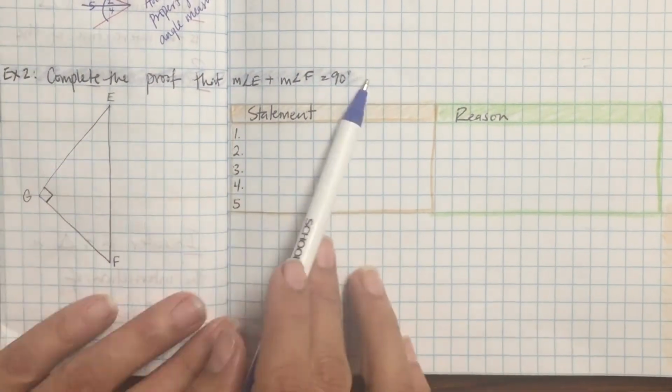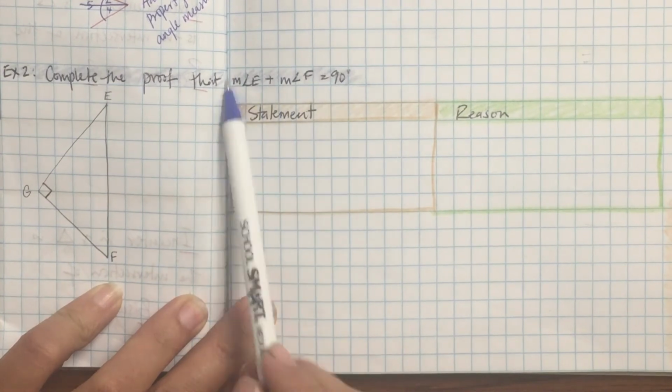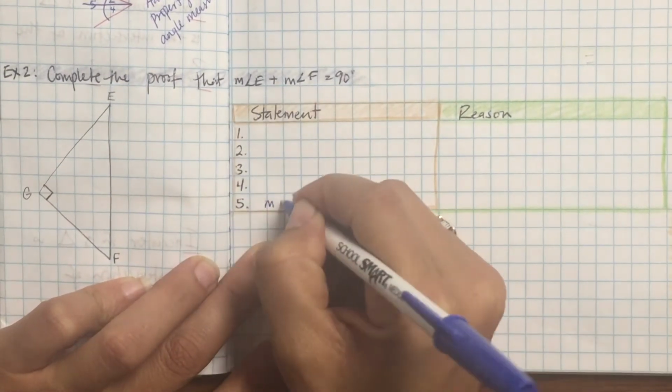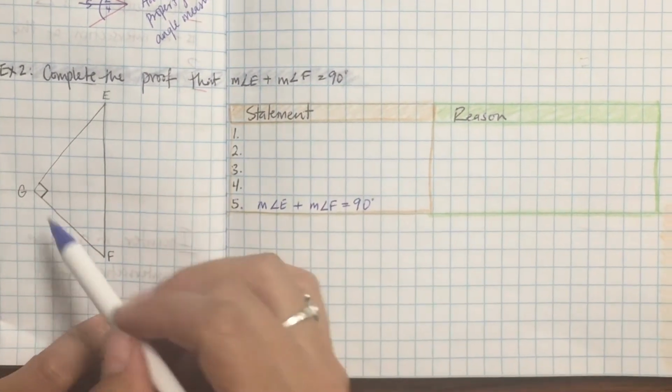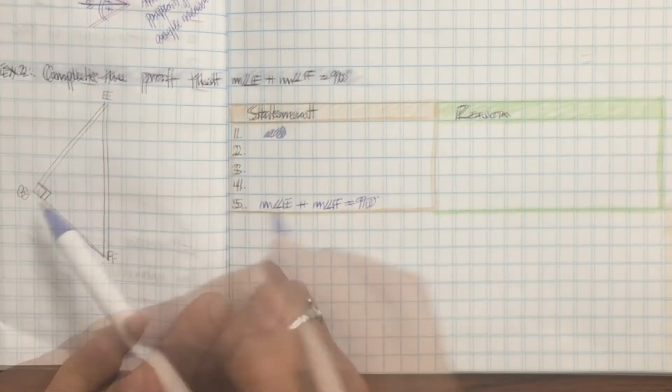Alright, let's take a look at one more example. So this one should be relatively easier. I always start by what's given, and then the final statement is always whatever you're proving. So we're proving that statement, so you put that in the last box. Then what's given? We have this box here.